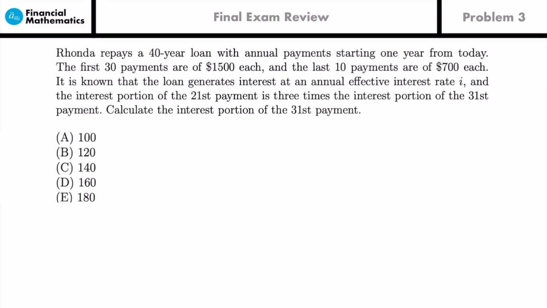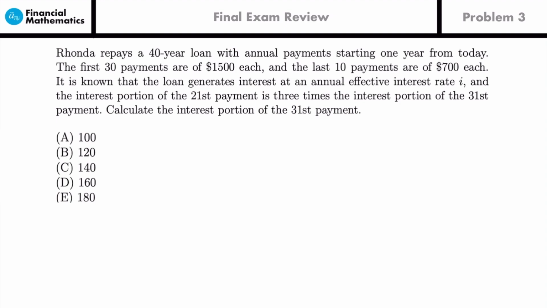For problem 3, we have Rhonda repays a 40-year loan with annual payments starting 1 year from today. The first 30 payments are $1,500 each, and the last 10 payments are $700 each. It is known that the loan generates interest at an annual effective interest rate i, and the interest portion of the 21st payment is 3 times the interest portion of the 31st payment. Calculate the interest portion of the 31st payment.